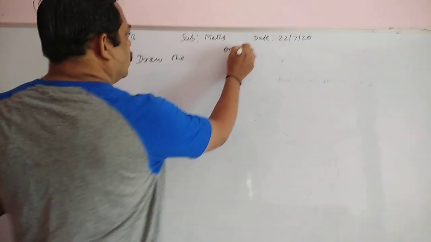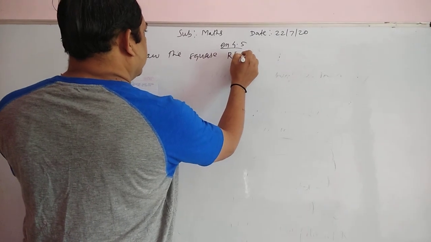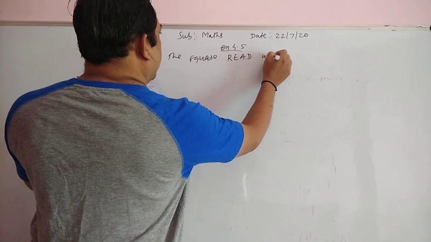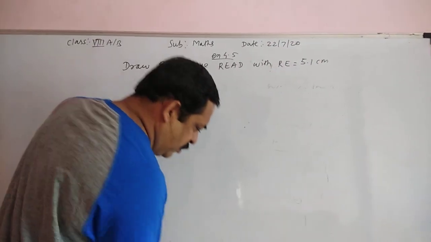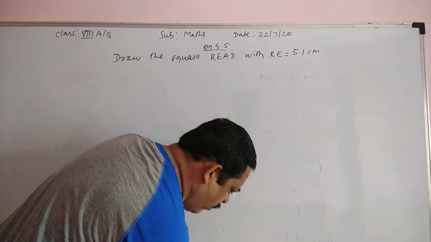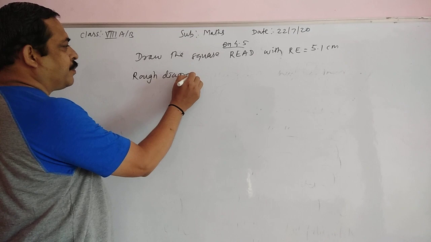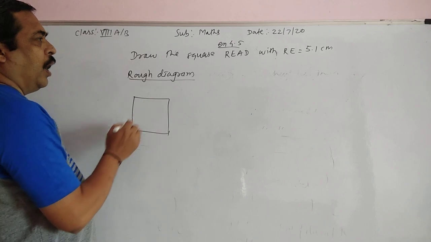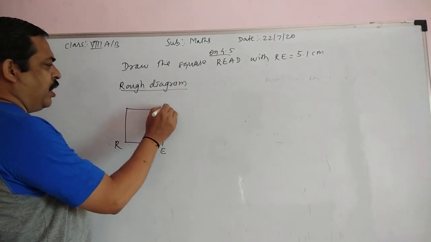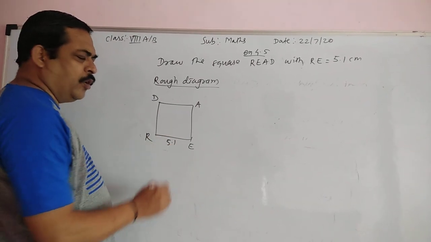Exercise 4.5. Draw the square READ with RE equal to 5.1 centimeter. First we draw the rough diagram. Rough diagram of square READ. READ is the square. Then RE is given as 5.1.